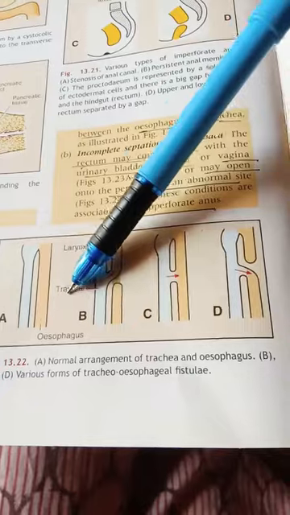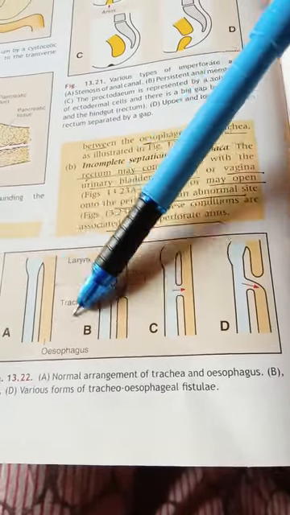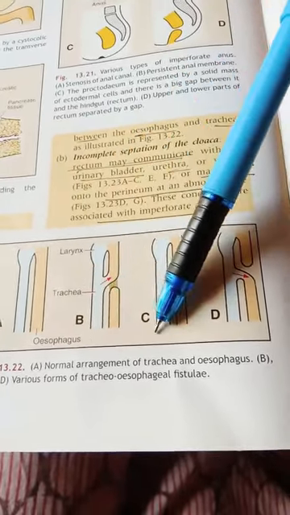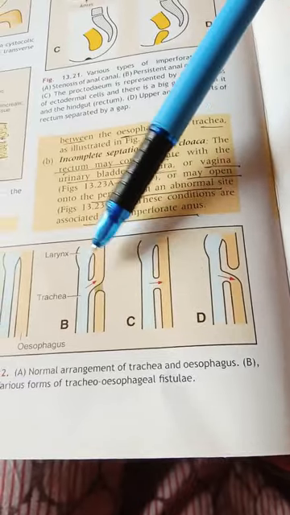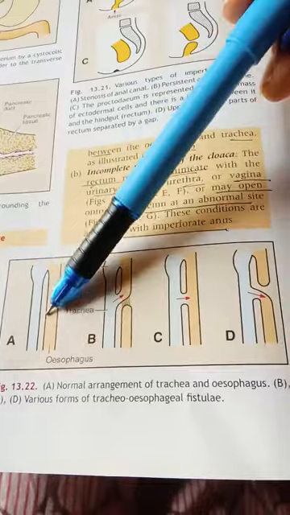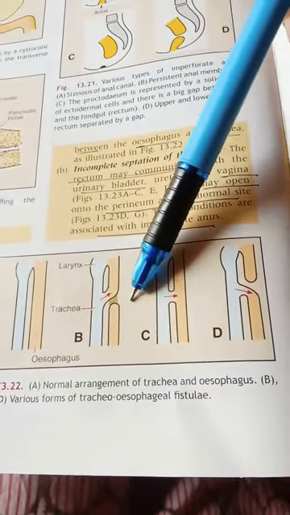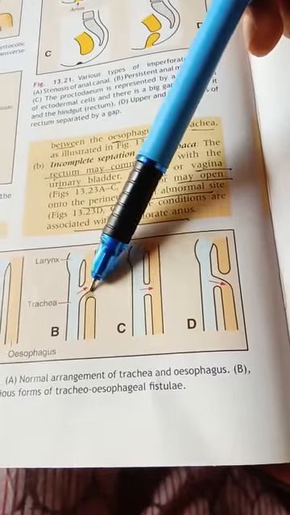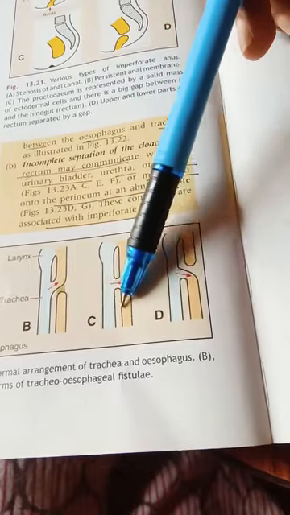So you can see a normal arrangement of trachea and esophagus, so how they are. And you can see various forms of tracheoesophageal fistula, how these fistulas are formed. Actually normally they should be like this, two separate tubes, but here they are fused, and on one side there is fibrous tissue forming and they are completely fused, and you can see on one side they are fused.